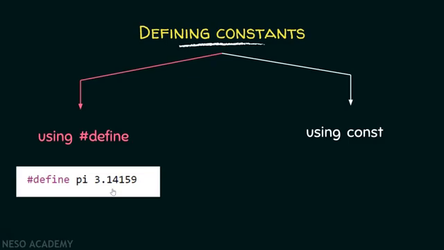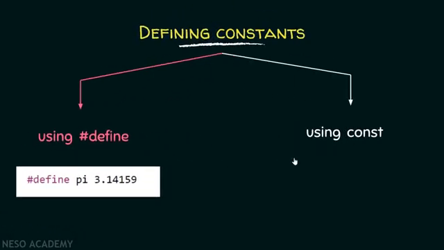Maybe we want to calculate the area of a circle. Maybe we want to calculate the circumference of a circle. In that case, writing this constant value multiple times would be a little bit cumbersome. We can simply use this macro instead of using this constant value. And that is the use of hash define, or you can say the greatest advantage of hash define, that we already learned in our previous lesson.